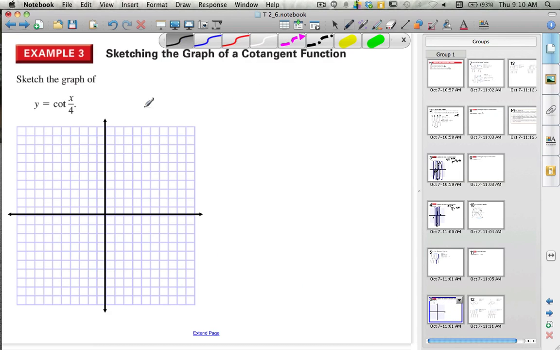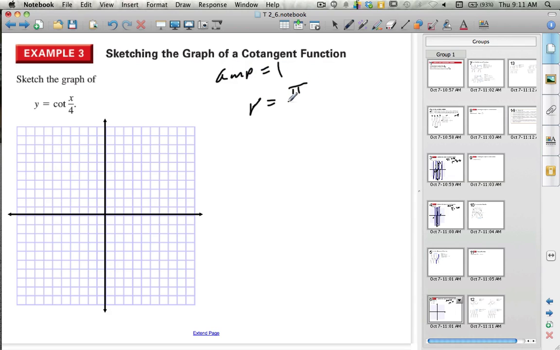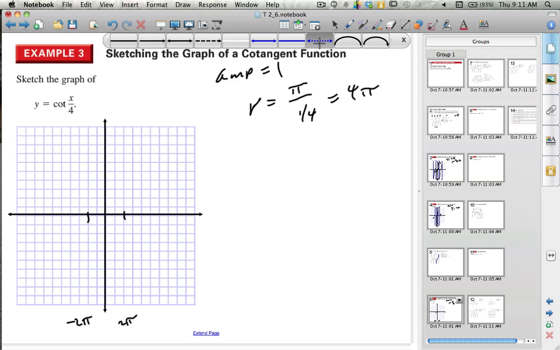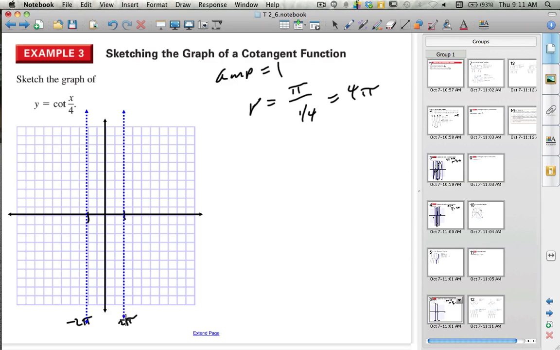So in this particular case, my amplitude is 1. My period is going to be pi divided by 1/4, which is 4 pi again. So 1, 2, that's 2 pi, 1, 2, negative 2 pi. And this is 2 pi. And I'll put in my asymptotes. Right, 2 to the left and 2 to the right makes a total of 4 pi for the period.